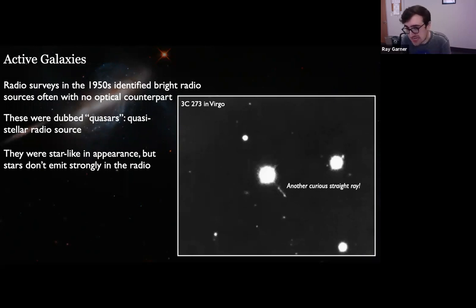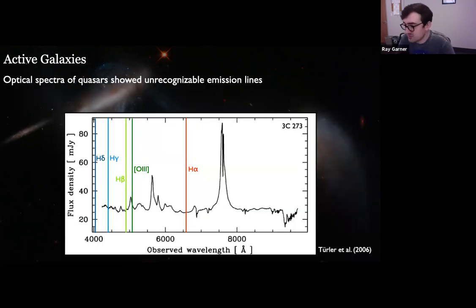And so we took the spectra of these objects, of these quasars, and they didn't really help either, because optical spectra showed really weird emission lines. So I put here in these colored lines where H alpha and H beta were, hydrogen, the Balmer series of hydrogen, as well as doubly ionized oxygen, this dark green line. And nothing's matching up with them. And that was really weird. We didn't know what to think. This is the spectrum of 3C273. We'll follow that quasar through. Nothing was really matching here.